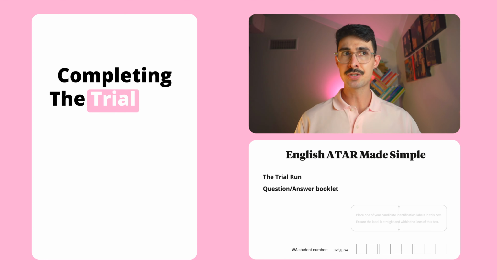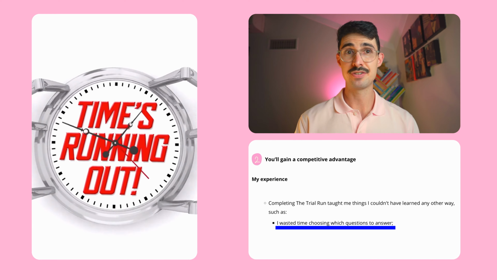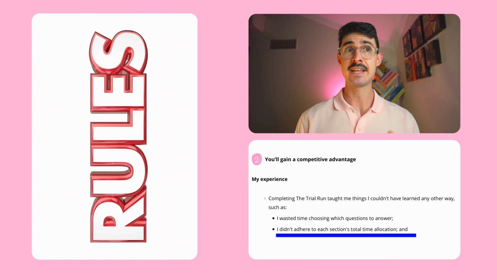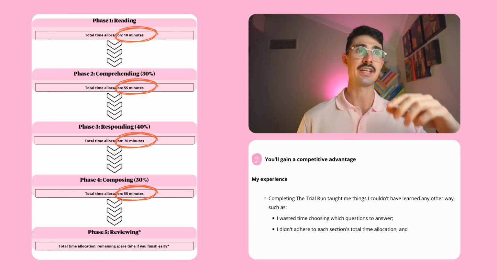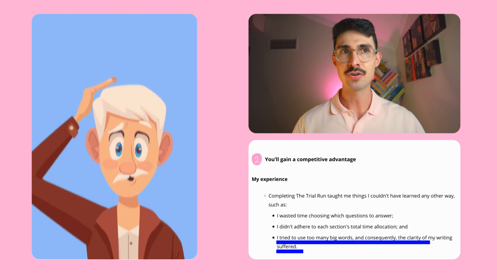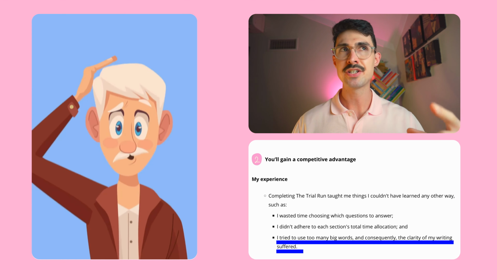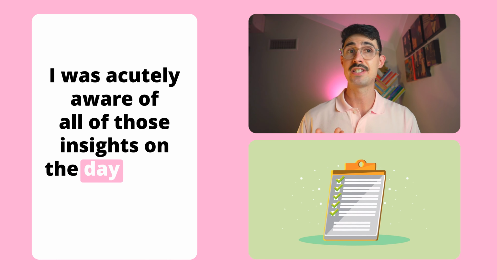Completing the trial run taught me things I couldn't have learnt any other way, such as I wasted time choosing which questions to answer. I didn't adhere to each section's total time allocation, the ones we learned in the previous lesson, the English ATAR Made Simple exam strategy, and I tried to use too many big words, and consequently, the clarity of my writing suffered. I was acutely aware of all of those insights on the day of the actual exam.